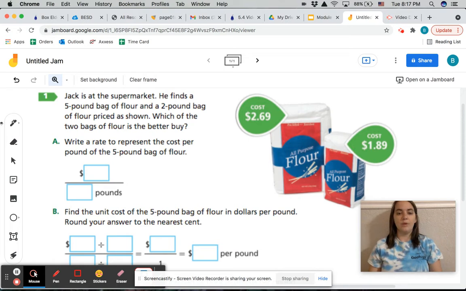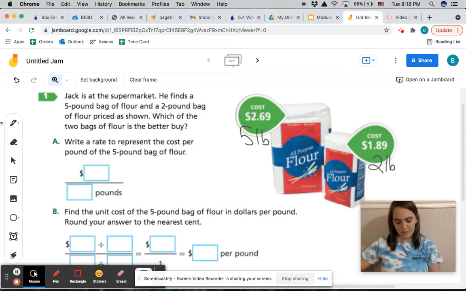Let's get started. We have Jack. Jack is at the supermarket. He finds a 5-pound bag of flour and a 2-pound bag of flour priced as shown to the side. Which of these 2 bags of flour is the better buy? So just something to think about here. We have $2.69 for the 5-pound bag, and $1.89 for the 2-pound bag.